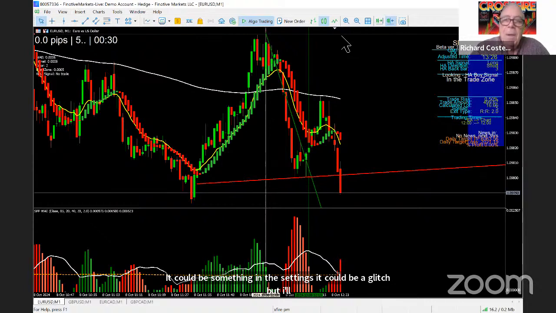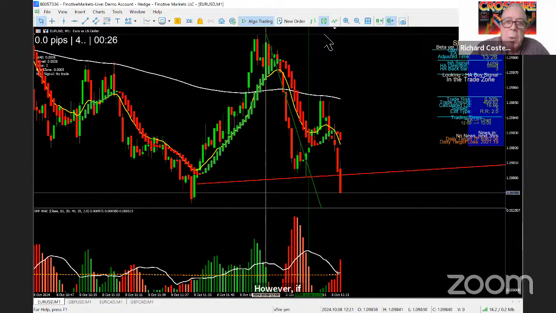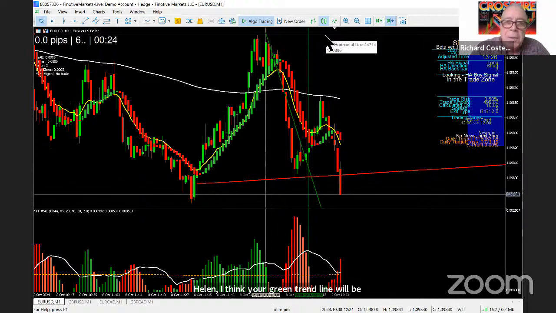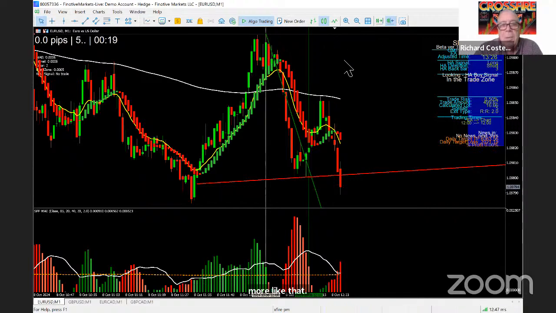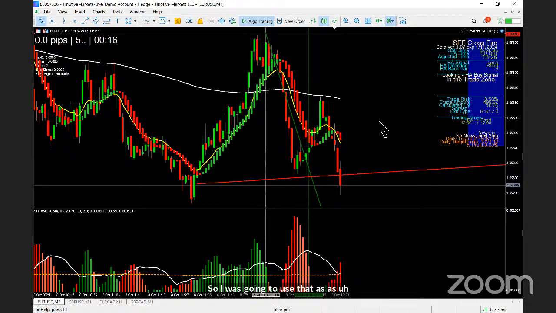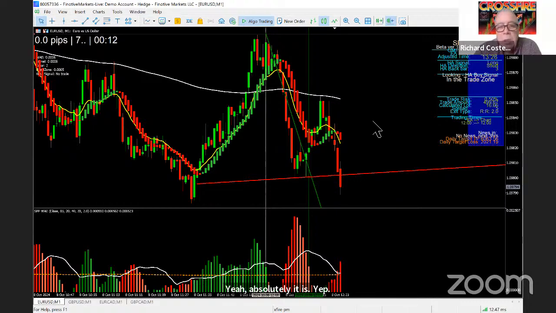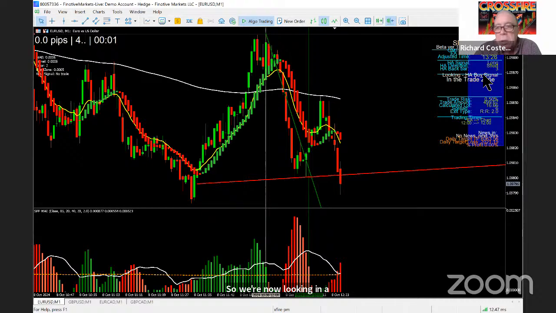However, Helen, I think your green trend line will be more like that. I've got a red trend line there, but I've just drawn it on, so I was going to use that. Yeah, absolutely. It's not going to be an issue, because price has now gone below the red trend line. So in a minute, when this candle closes, that will change to looking for a sell signal.